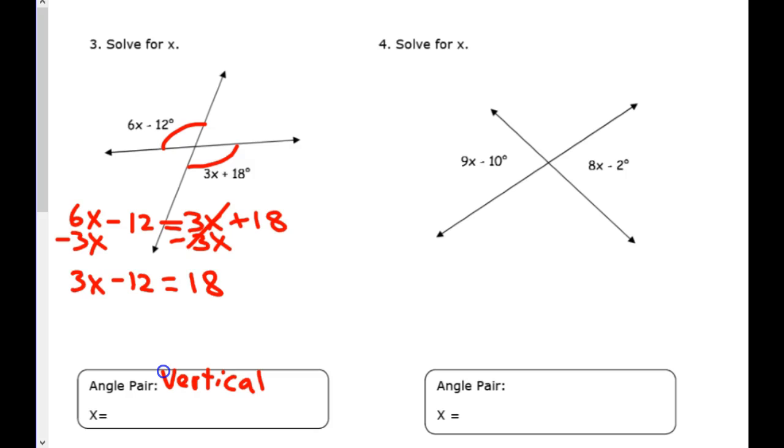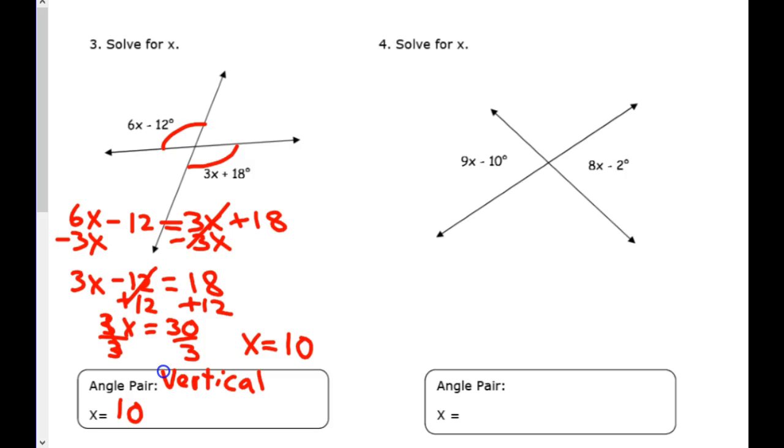Two-step problem. What do I get rid of first? The minus 12, so we're going to add 12. 18 plus 12 is 30. And to get rid of this 3, we divide. So x equals 30 divided by 3, 10. Okay. Again, we're going a little bit quicker with the algebra because we got to practice on the front side of the sheet, top half. We got this.